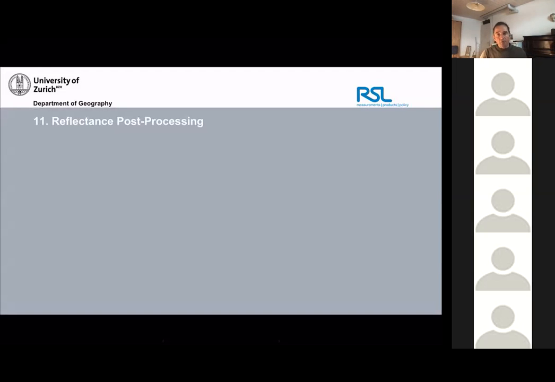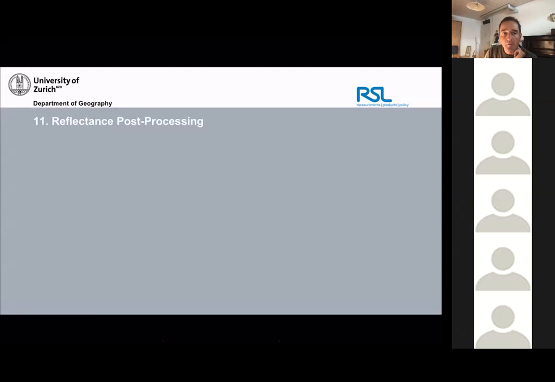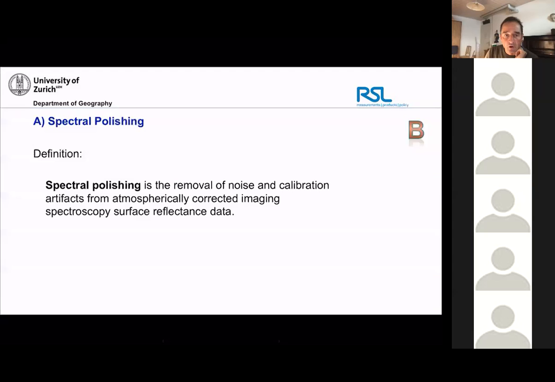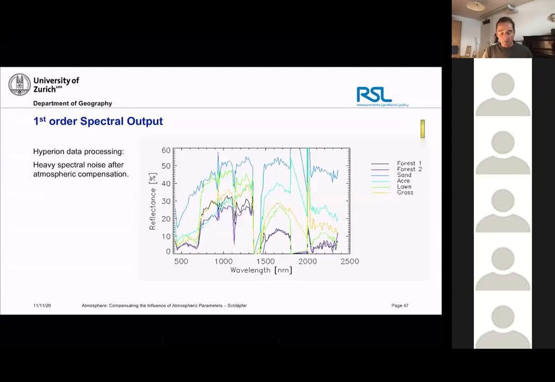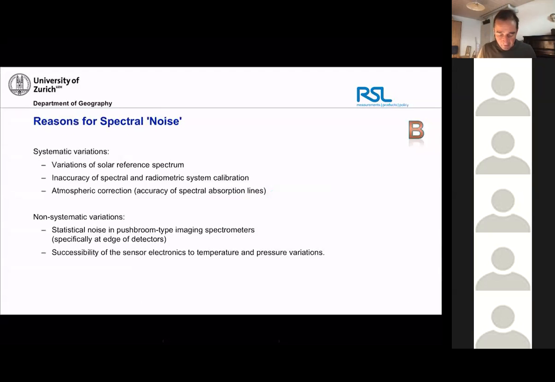Some words about post-processing. Well, I'm running out of time. There are two post-processing steps which you should remember. The one is the polishing. I already mentioned it earlier today. You just remove noise, and there are various methods around. The simplest one is just to smooth out the noise. There are dedicated filters for that from signal processing, like the so-called Savitzky-Golay filter.